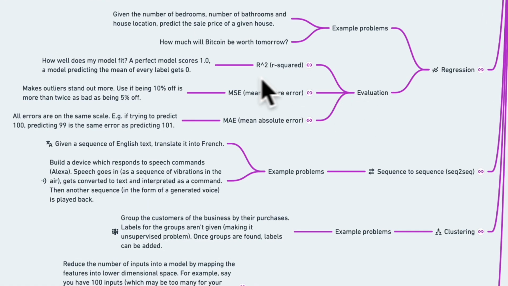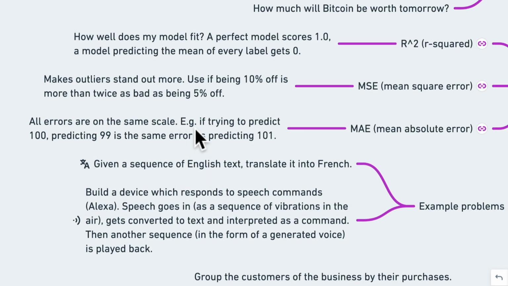We come back in to evaluate how your machine learning model is going. In a regression problem, you usually want to use R squared or mean squared error or mean absolute error. So mean absolute error is where all errors are on the same scale, e.g. if trying to predict 100, predicting 99 is the same error as predicting 101. Whereas squared error makes the outliers stand out more. That means if being 10% off is more than twice as bad as being 5% off, you probably want to pay more attention to mean squared error.